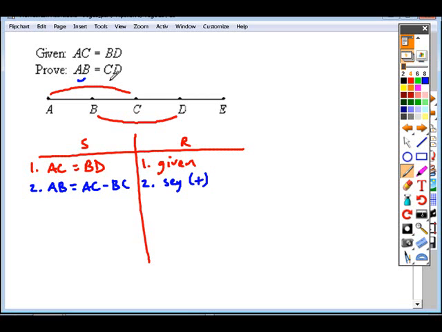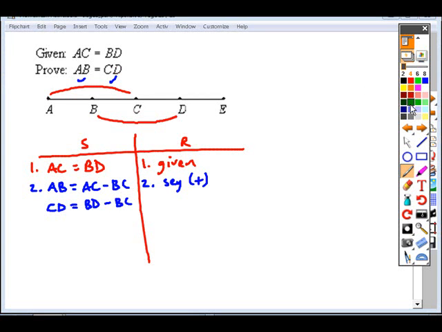Okay, now, usually if you're using segment addition, you can include two steps. There's usually going to be two steps involved, not always, but usually. So I can introduce CD at the same step. CD is also a part of a whole, so the part is equal to the whole BD minus the other part, BC. So I can include that in my statement too.